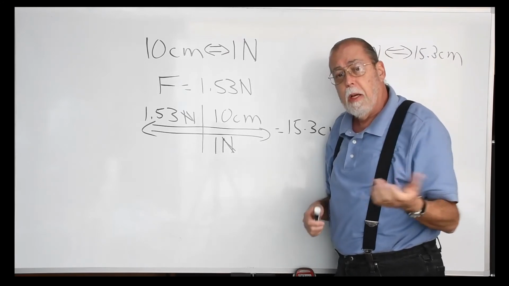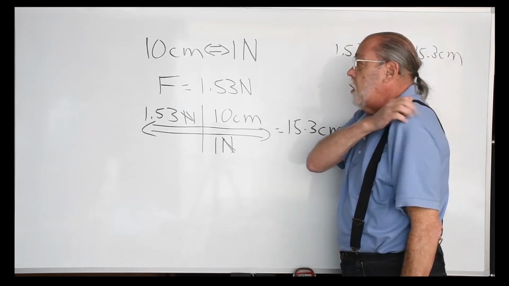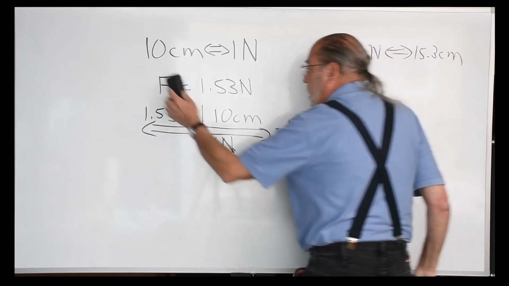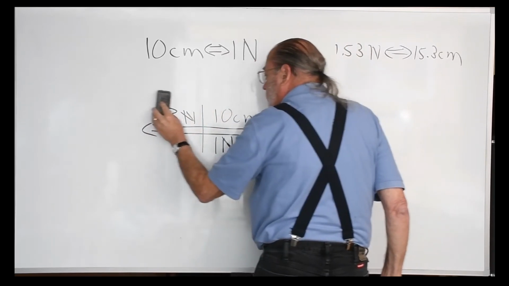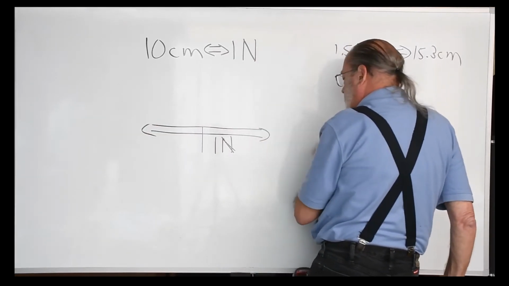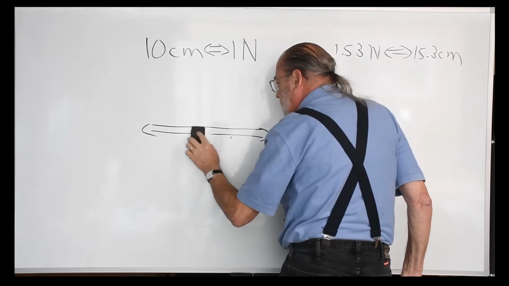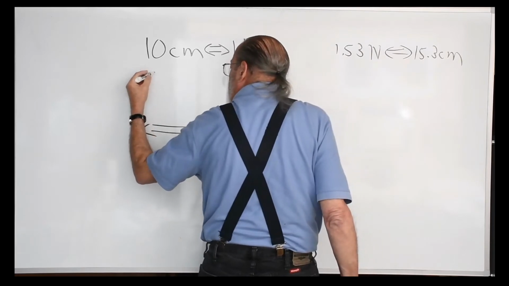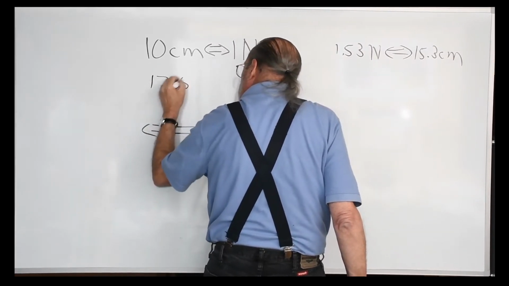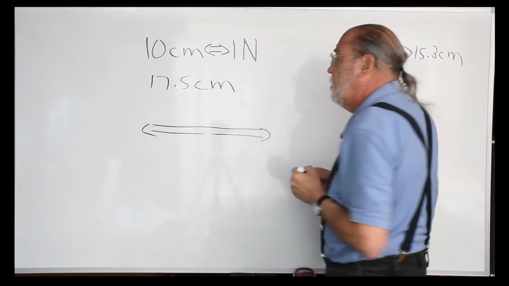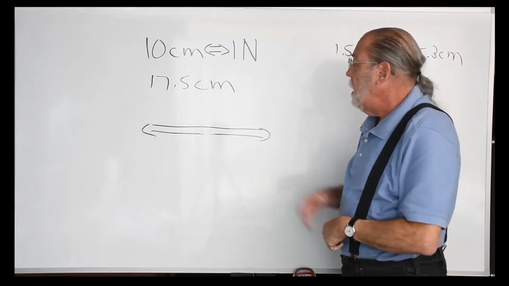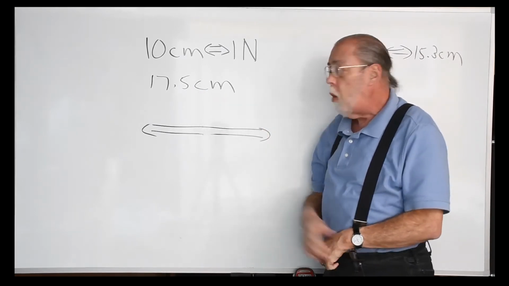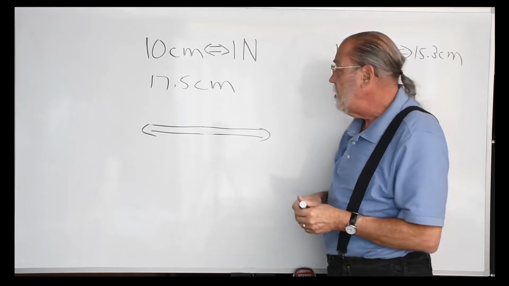Now, in this exercise, we are also going to have to go the other way. Suppose we measure a distance on our graph, such as perhaps the distance is 17.5 centimeters. So we wind up with a vector that is 17.5 centimeters long. And we want to know what force does that represent.